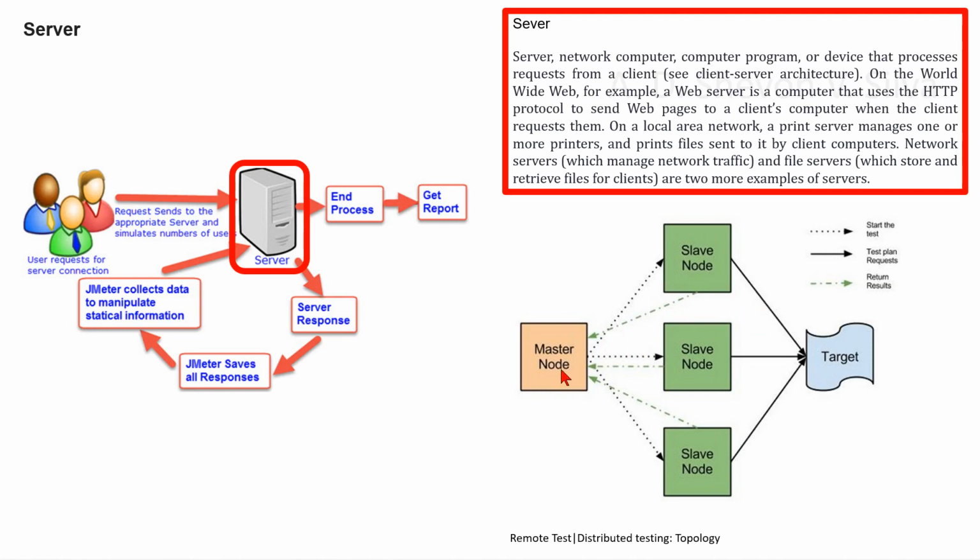Here you can see the master node interacts with slave nodes, and slave nodes are connected to target. Here the master node is connected to slave nodes via start test, slave nodes are connected to the master node via test results, and slave nodes are connected to the target via test plan requests.